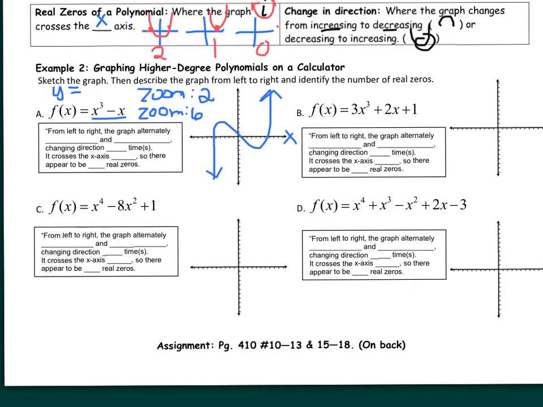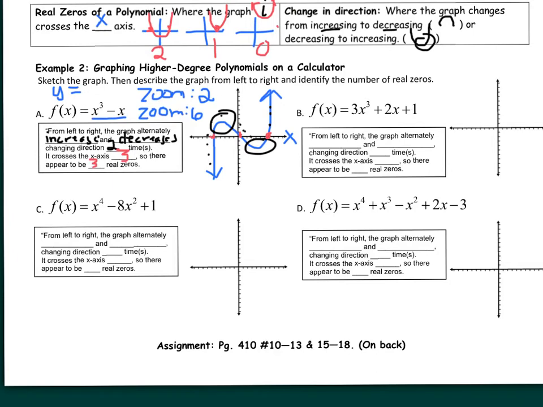From left to right, so we always start the way we would read, the graph alternately, and watch where my dots go. First they're going up, and then they turn and go downwards. So the graph alternately increases and then decreases. It changes direction. Now we're looking for how many times it switches. So right here, that's like a hill, it changes direction. And over here, it goes from moving down to moving up. So right here is a change in direction. So it changes direction 2 times. It crosses the x-axis 1, 2, 3 times. So there appear to be 3 real zeros.